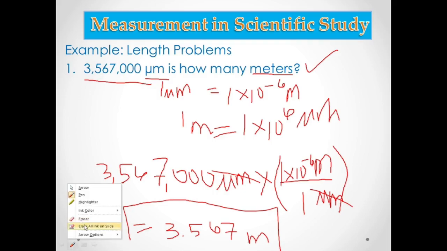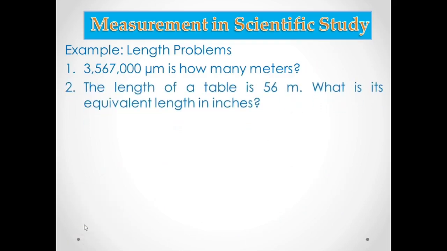Okay? Another example. Number 2. The length of the table is 56 meter. Okay? What is its equivalent length in inches? So what would be your conversion factors? You need to have conversion factors from meter to inches. Okay, but in your conversion factor, you have only 1 inch is equal to 2.54 cm. This is your conversion factor, or that is found in your index card. 1 inch is equal to 2.54 cm.